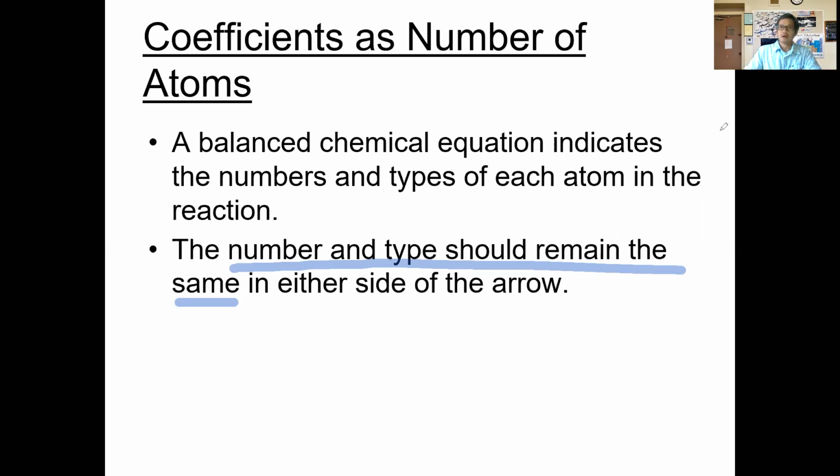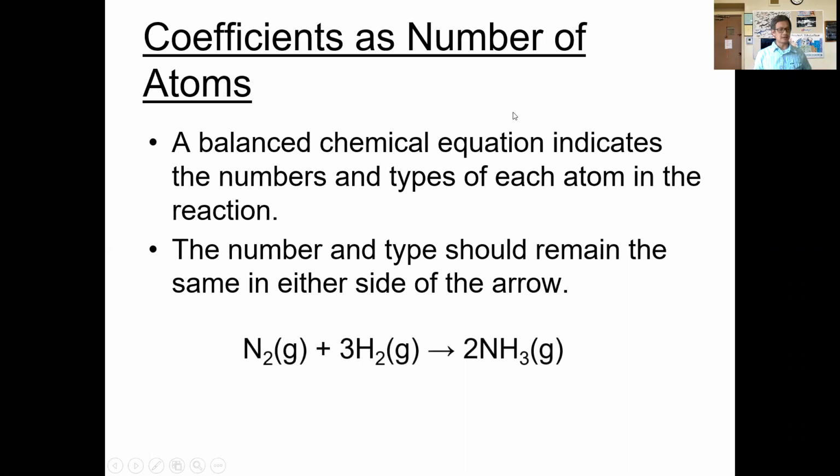All right, so let's go ahead and try a simple one. Let's take a look at this equation. This is an equation that represents the reaction between nitrogen and hydrogen to form ammonia. It involves the reaction between nitrogen, which is diatomic elemental nitrogen, plus hydrogen. So we are looking at how those two get together to form ammonia.